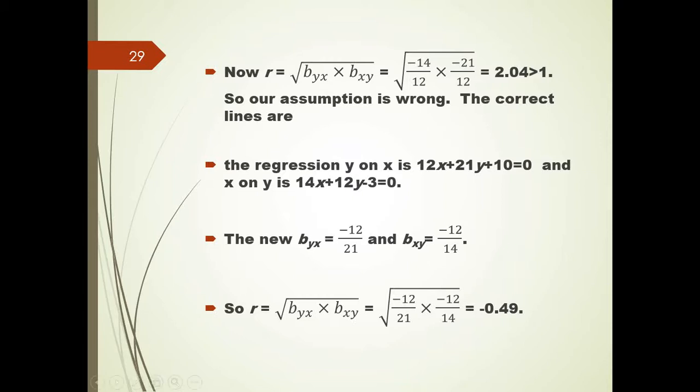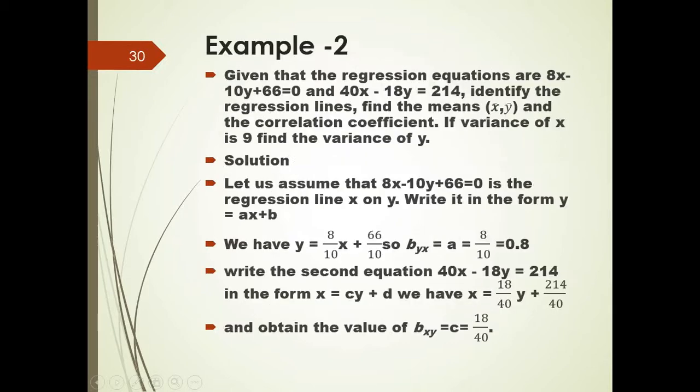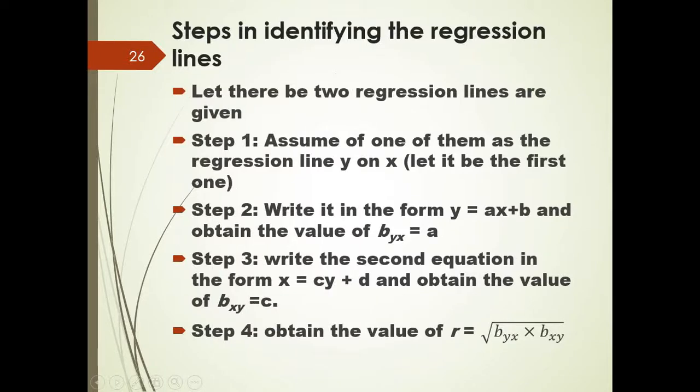So we take the regression equation y on x as the second one and x on y as the first one. In that case we get byx equal to minus 12 by 21 and bxy equal to minus 12 by 14. And when we calculate r, it turns out to be minus 0.49. So here both bxy and byx are negative, so the correlation is negative.